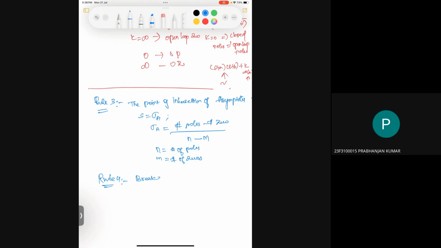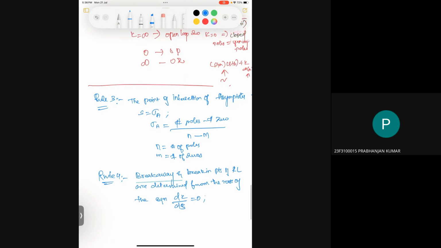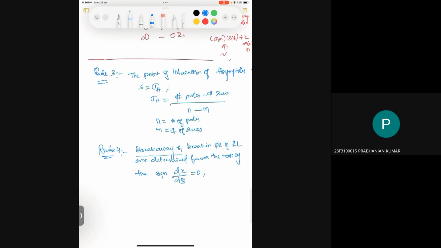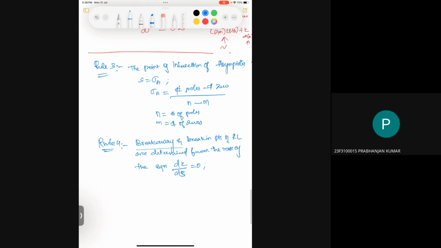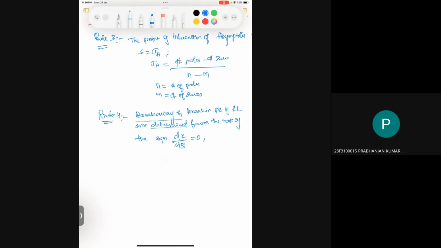Breakaway and break-in points of root locus are determined from the roots of the equation dk by ds equal to 0. Right. For now, this is fine.